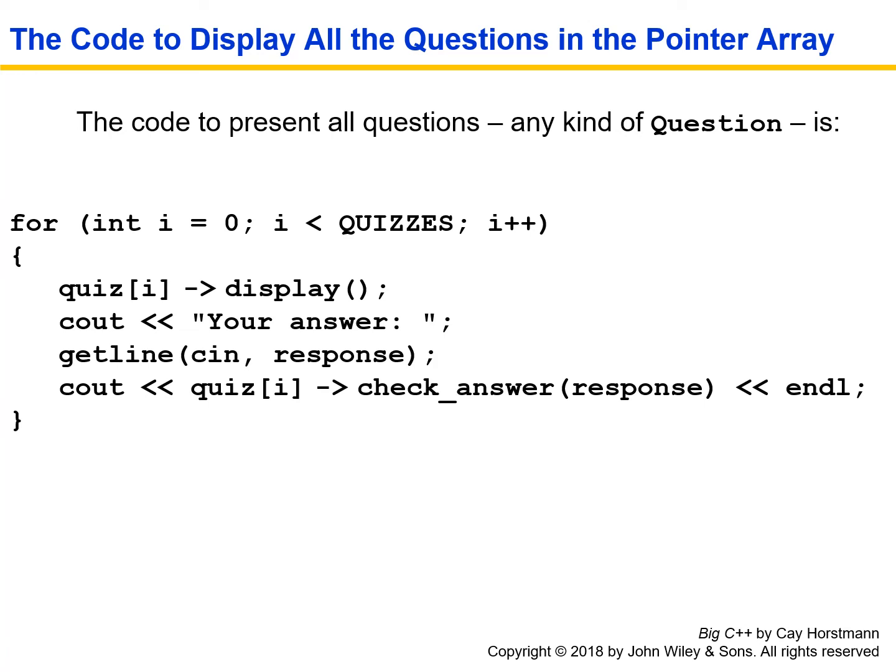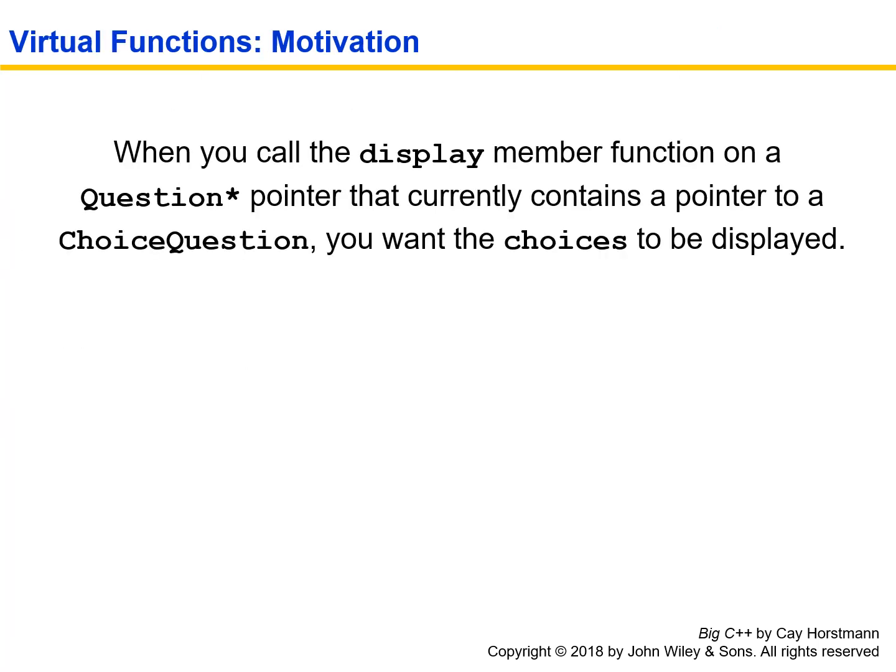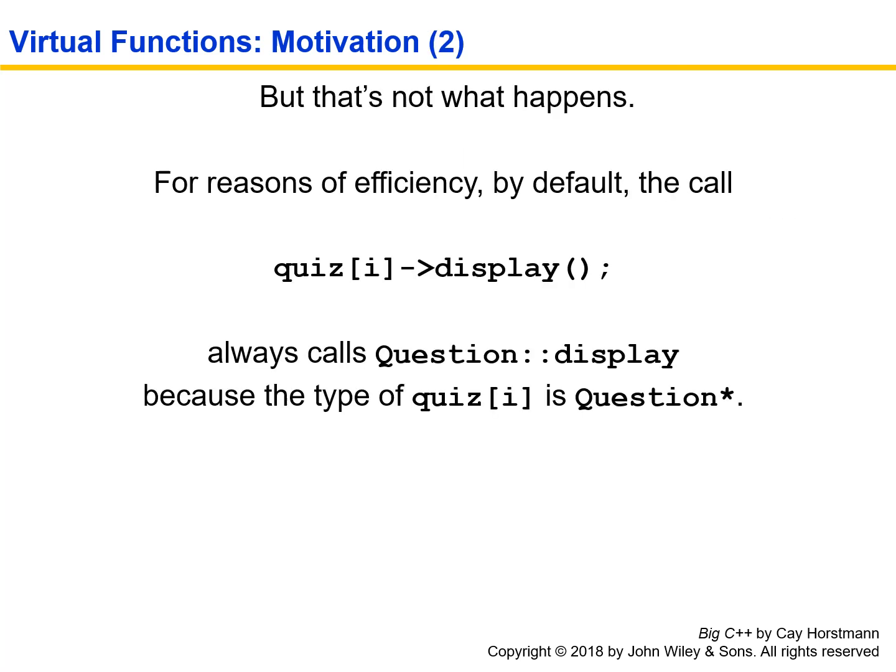Now we call this code to display the quiz question, get your answer, and then call the quiz object to check the answer. And it still doesn't work. For reasons of efficiency, the call quiz at I display is going to call the question base class display function because the type of our pointer is question star.